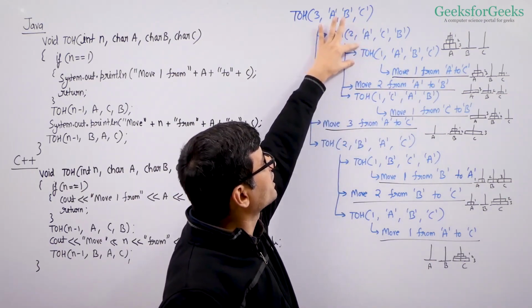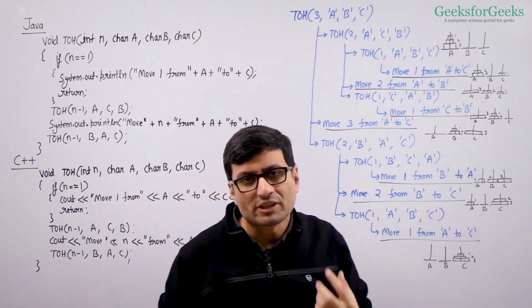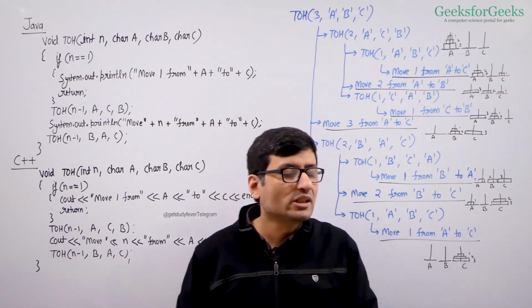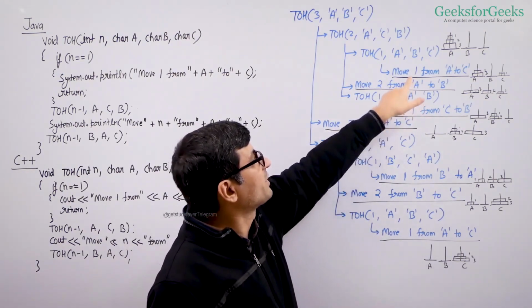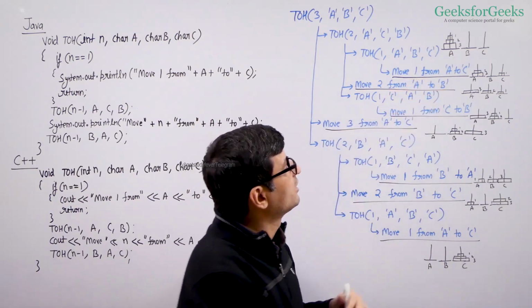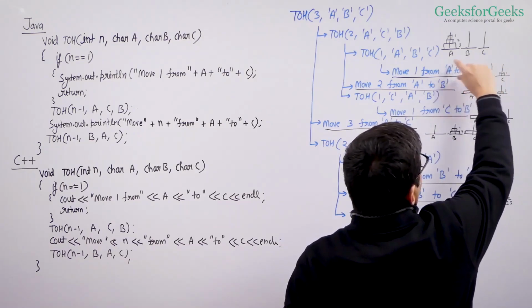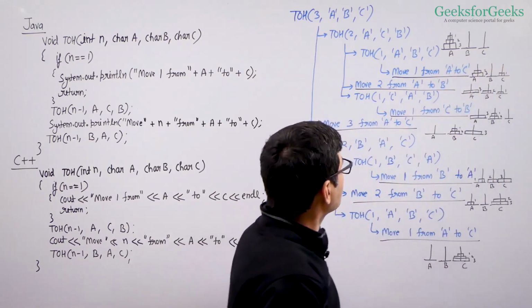Now, when you make this recursive call, it begins its execution from the first line. It checks n as 1, right? So it goes into the base case. And when it goes into the base case, it simply prints move 1 from A to C. So this is our disk number 1. This is moved from A to C. This is what happens in this particular part of the code.